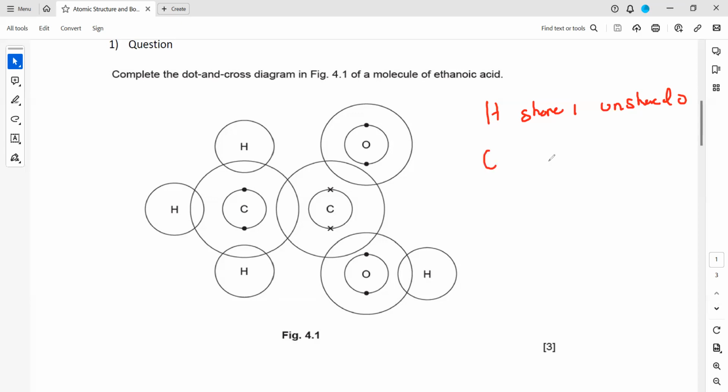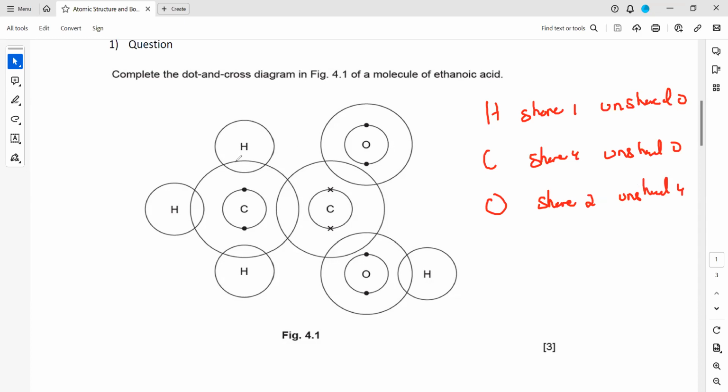Then you have carbon. Carbon belongs to group 4. Group 4 elements share 4, and there is no unshared electron, so unshared will be 0. And for oxygen, oxygen belongs to group 6. So group 6 elements will share 2 electrons and unshared will be 4.